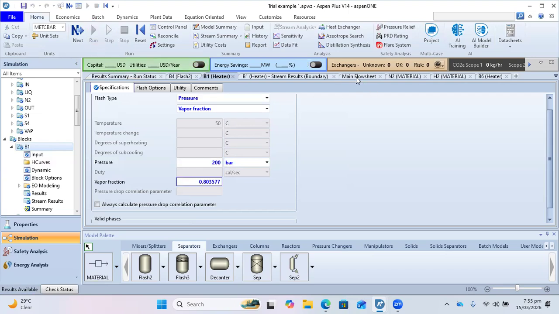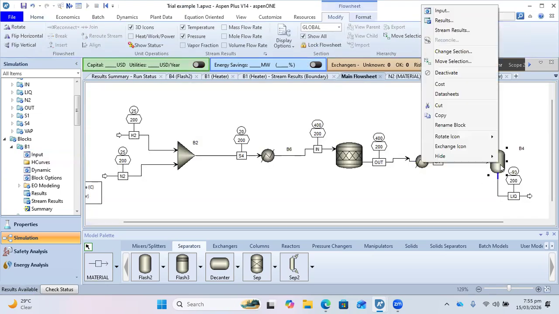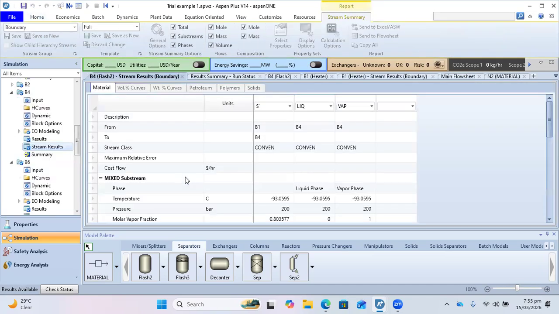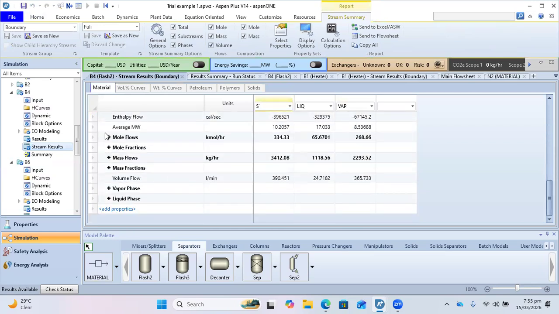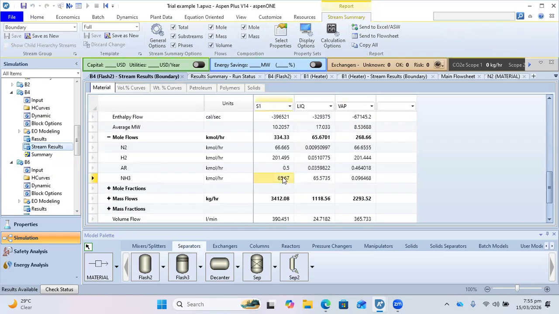Okay, so that's just by the way. So our results are available. Now we can check the stream results here, and then we can see our separation. So liquid phase, vapor phase, this is the mixed phase coming in. If we check the mole flows, this was the ammonia coming in. This is what is coming out as the liquid. This was coming out as vapor. So we have most of the ammonia in the liquid, and for the others, we have most of them in the vapor phase. So what we have is good enough.